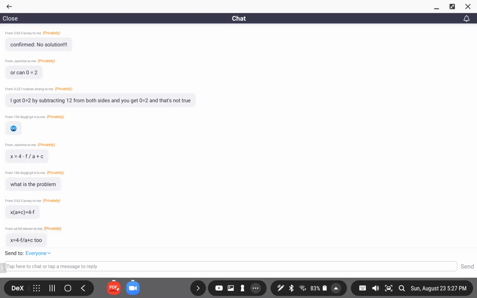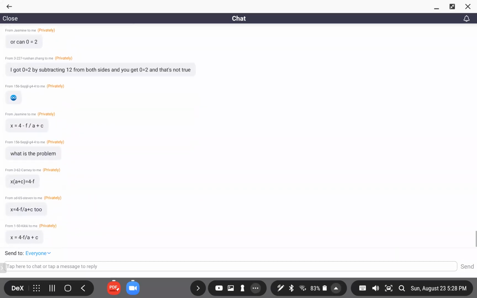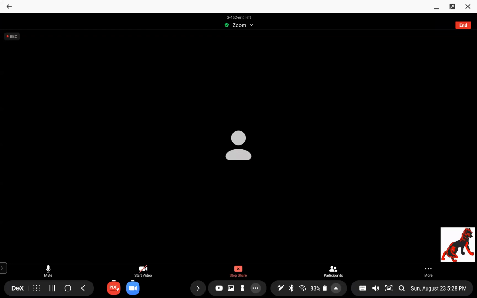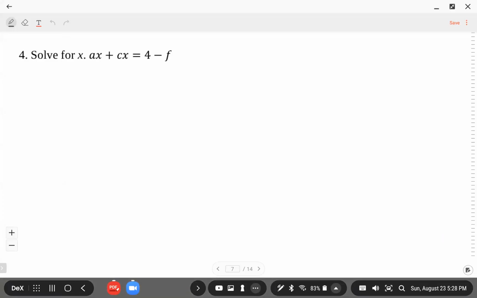So x equals 4 minus f divided by a plus c. So we have three answers containing that. Okay, so let's solve this one. Okay, so look, ax and cx. Remember, we have to solve for x, right?